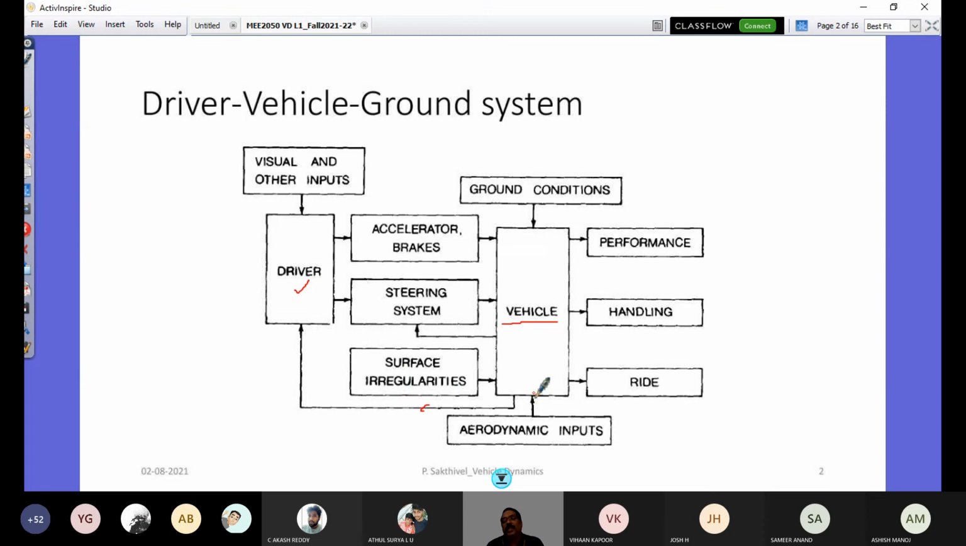So aerodynamic input. When you drive on highways at high speeds, you have a kind of resistance to the vehicle called aerodynamic resistance. At low speeds, you don't feel that much, but at high speeds there is quite substantial resistance on the vehicle, and the vehicle would get that also as an input other than the driver input. And the ground conditions.